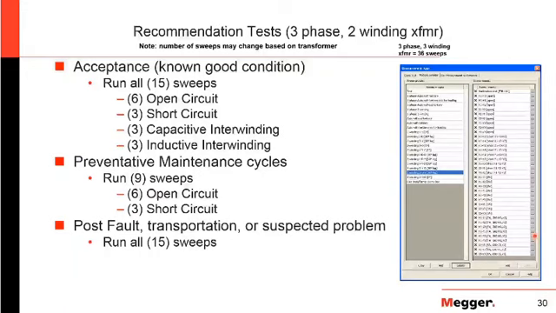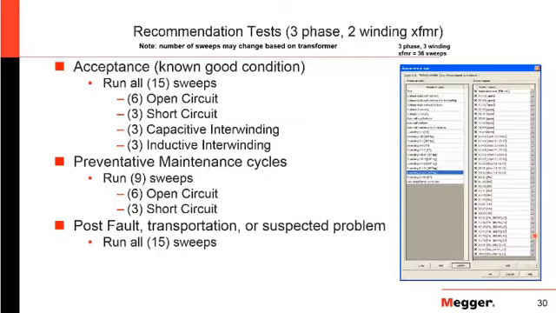3 short circuit where you measure on the primary and you short the secondary, and then 3 capacitive interwinding and 3 inductive interwinding. Then later on down the road, you're just doing a quick check, like a preventive maintenance or something happened, you might want to check on the transformer. You might just get away if you're limited on time running the 9 sweeps, your 6 open circuit and your 3 short circuit. And so if those line up, I would say mechanically, physically, nothing changed in that transformer.